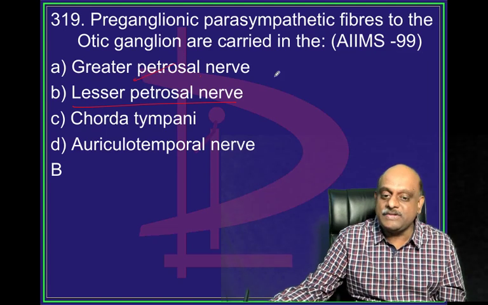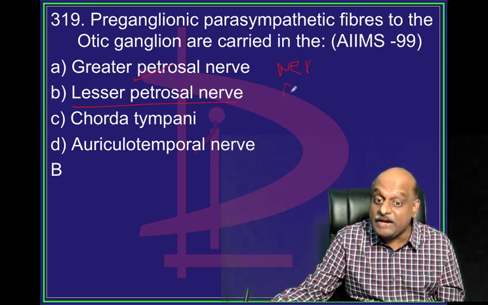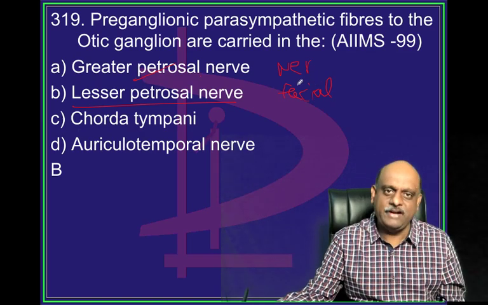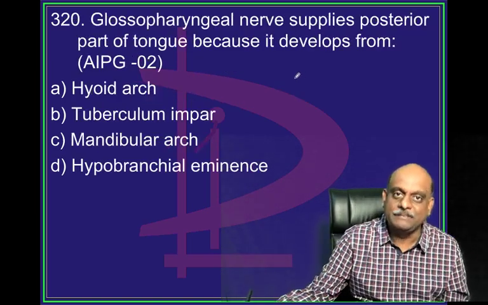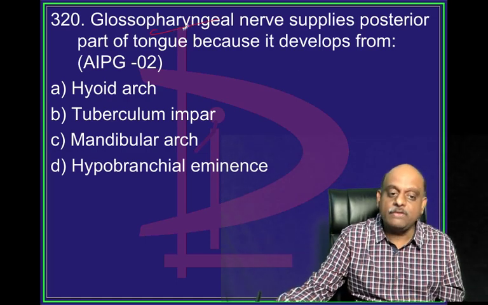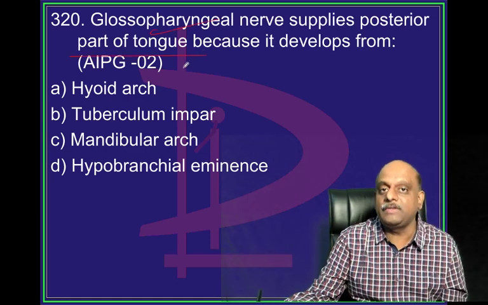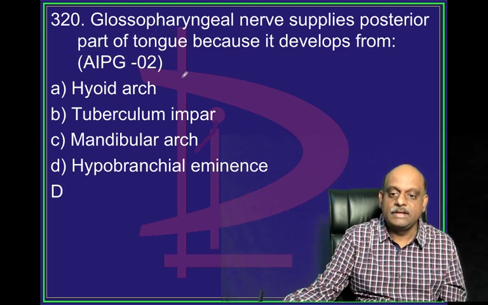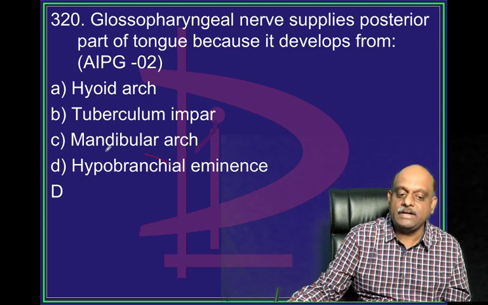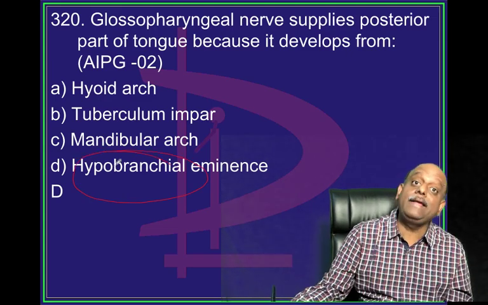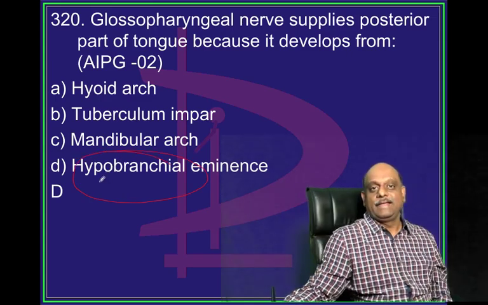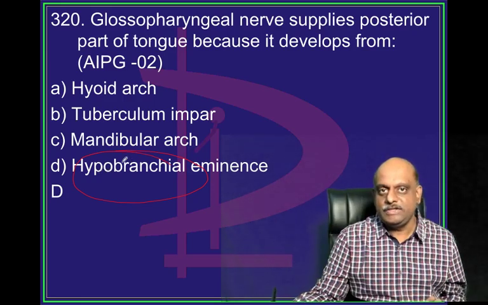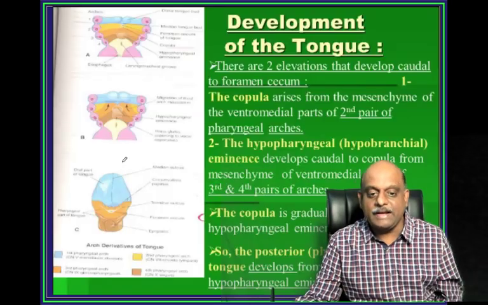Whereas the greater petrosal nerve, nerve of the pterygoid canal, facial nerve, is a different story. Already we have covered that story, right? Now, glossopharyngeal nerve supplies the posterior part of the tongue. Why? Because the posterior part of the tongue comes from the hypobranchial eminence, is what you need to remember. Let's mix a little embryology with general anatomy.